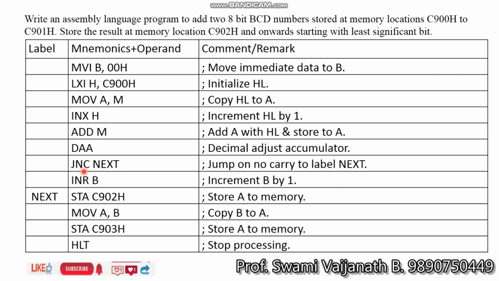After that the JNC next instruction is given, that is jump no carry. That means the hexadecimal numbers are added, DAA adjusts them to BCD, and if carry is not produced, it goes to the label next, and if carry is produced then increment B. After that STA stores the content of A to C902H, then MOV A,B copies the content of B to A, STA stores the content of A to C903H, and HLT stops. Thus we get the BCD result at C902H and C903H. If there is a carry, the carry result is stored there, and if no carry, the LSB result is stored.